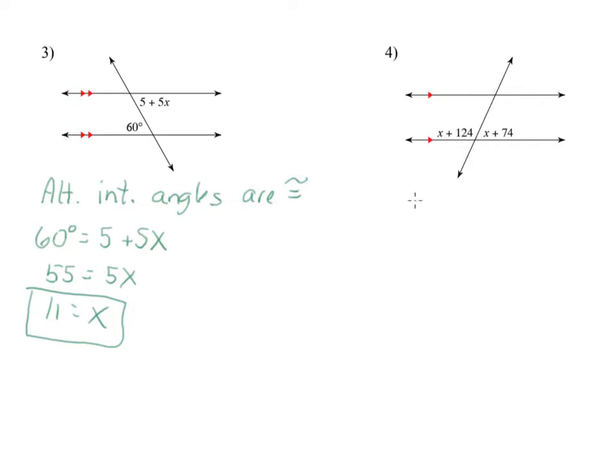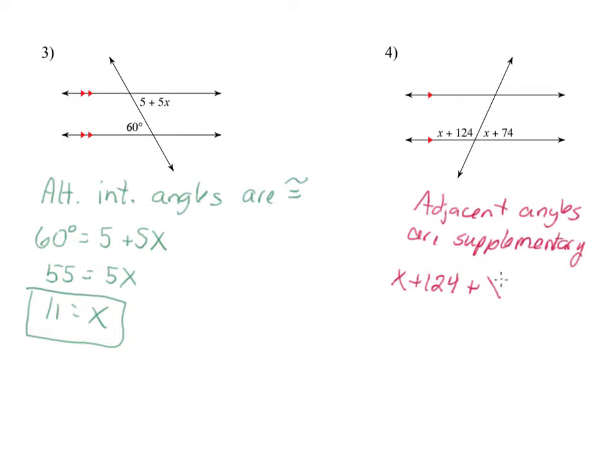Here we have supplementary or adjacent angles. So adjacent angles are supplementary. That means they add to equal 180. So I have x plus 124 plus x plus 74 is equal to 180.